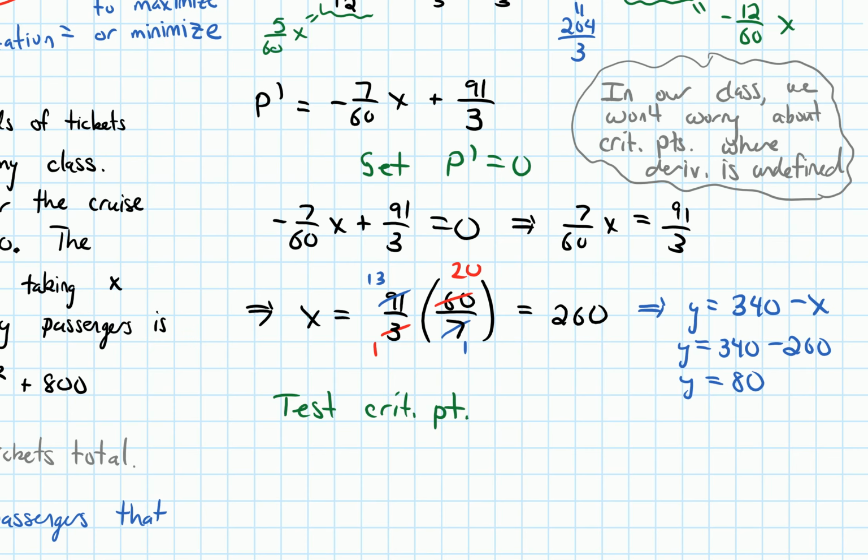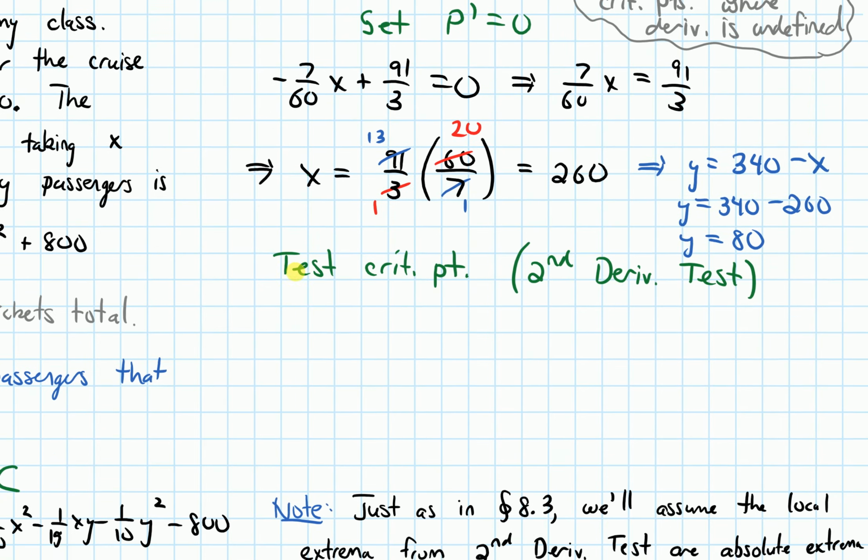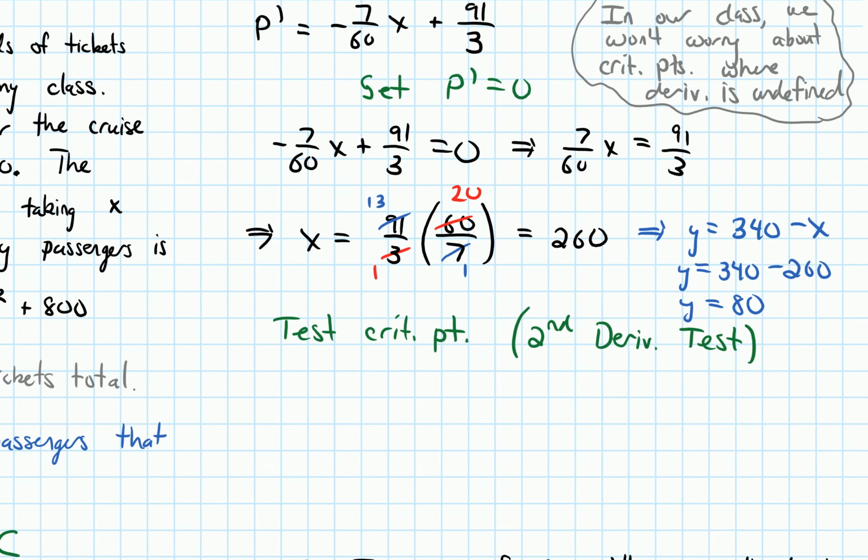One of the ways we can do it is using the second derivative test. But this is the second derivative test for one variable functions. So let's recall how that worked. So we take our second derivative. So let's see, our first derivative was here. So if I take the derivative of that, we'll end up with just this -7/60. So that's a nice constant.